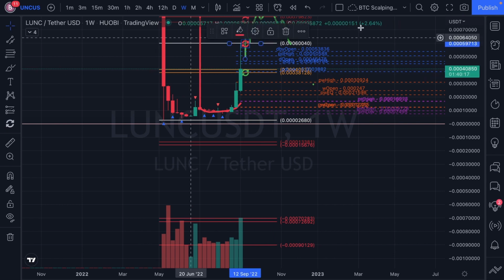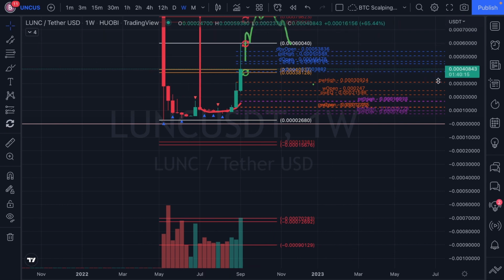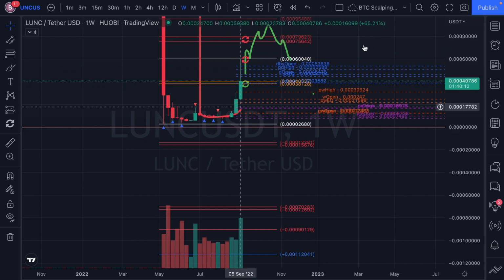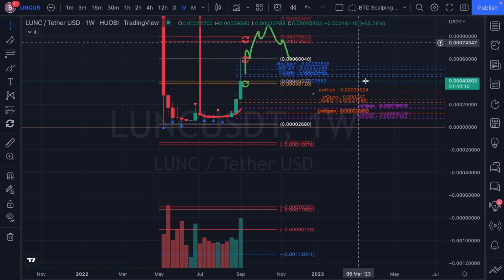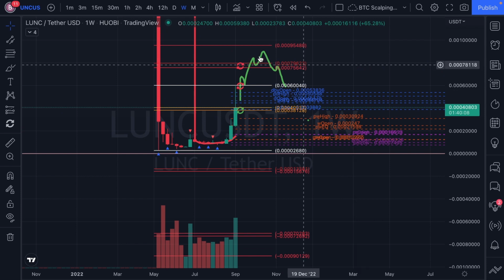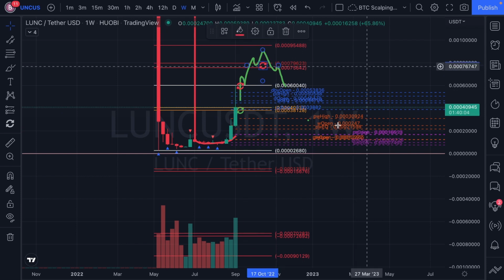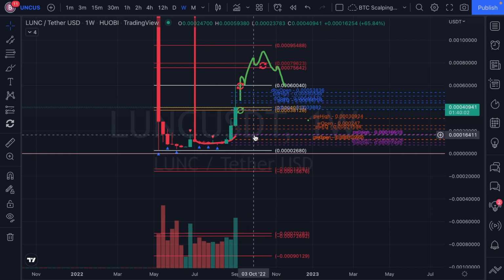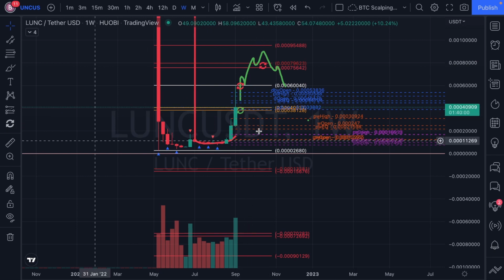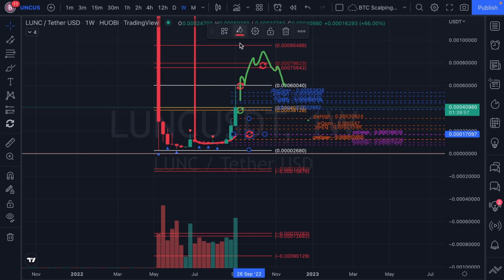back up to here. That's where I'm going to dump it, because until you break out of this white block, we're not going to even get to this top area where I want to add another short to. So if we get to this area, I do want to add another short. So we're looking for that. This was a long. The next long area is all the way down here, and that's on a weekly.